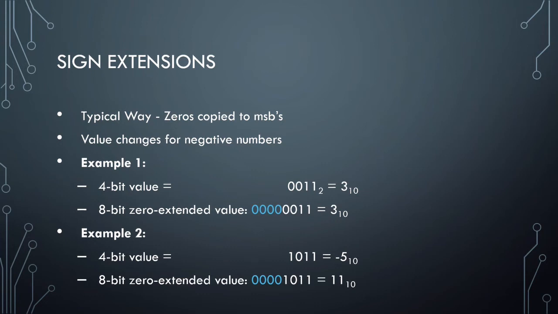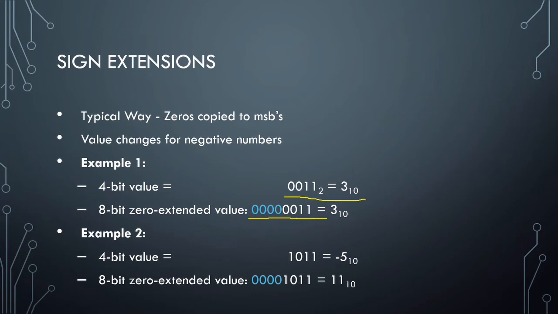Typically, if you're working with positive numbers, we just copy zeros in to fill out the number. So if you needed to add two 8-bit numbers, and we started out with 3, right? So this is our 4-bit representation of the number 3. We could go in and just copy zeros in. You would just fill in everything else with zeros, and we would still be representing the decimal number 3.